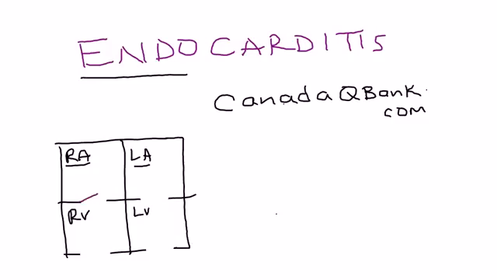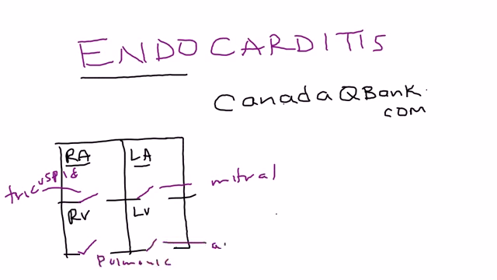So this one here is your tricuspid. This one here, of course, is the mitral valve. This one here is a pulmonic valve. And finally, that one is aortic. And these valves allow blood to flow from one chamber to another, and they open and close. Now, the problem is that sometimes these valves can become infected with bacteria, and when that happens, it's endocarditis.